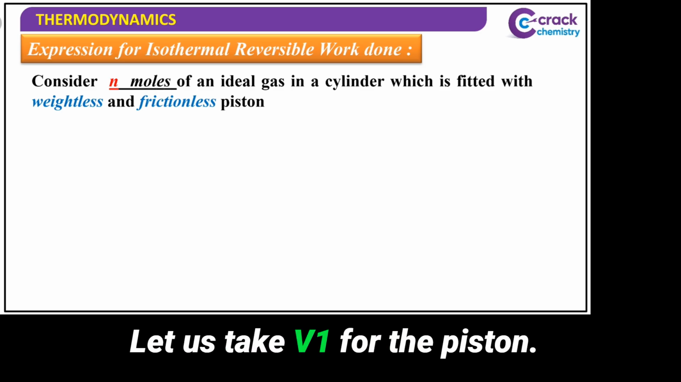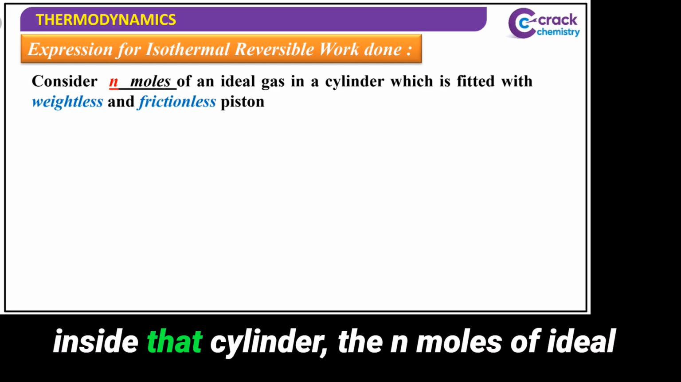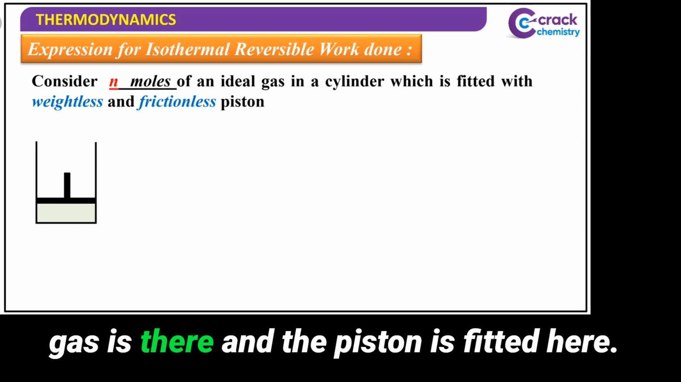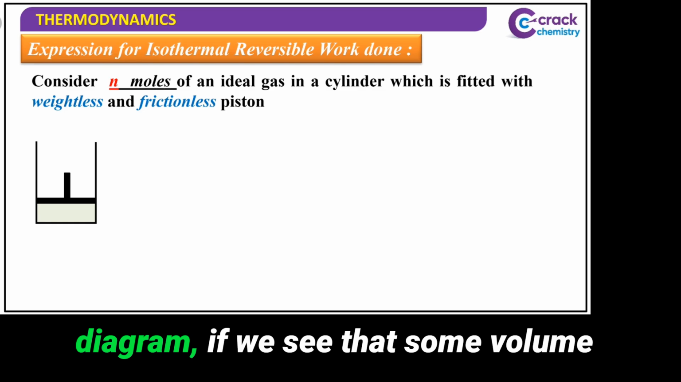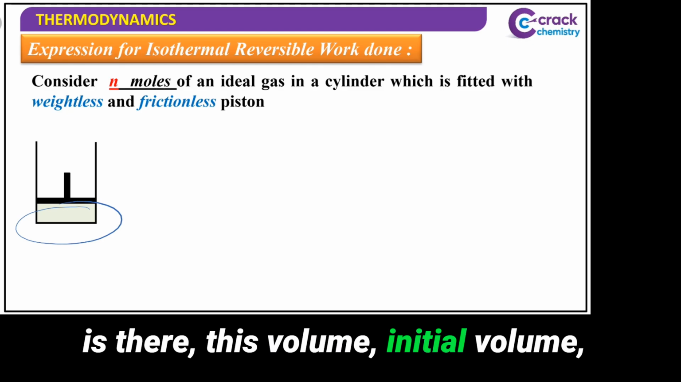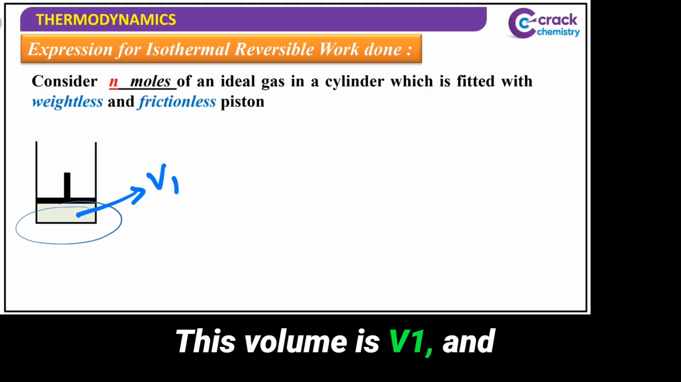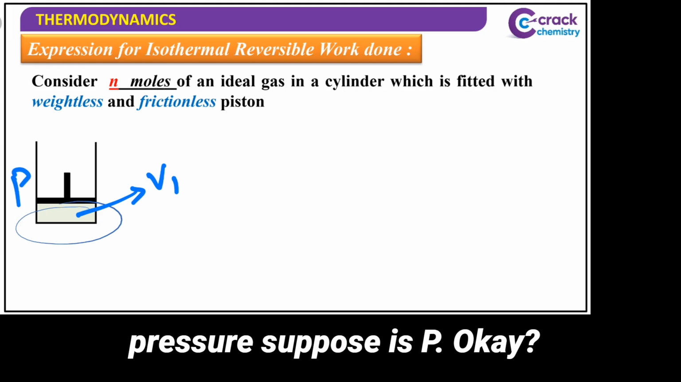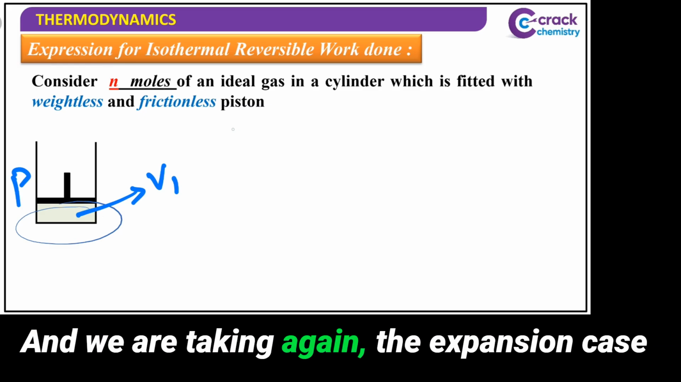Initial volume, let us take V1 for the piston. So let us take first of all a cylinder, and inside that cylinder the n moles of ideal gas is there and the piston is fit. Here you can see in the diagram. In this diagram, some volume is there, the initial volume, and suppose this volume is V1 and pressure is P.